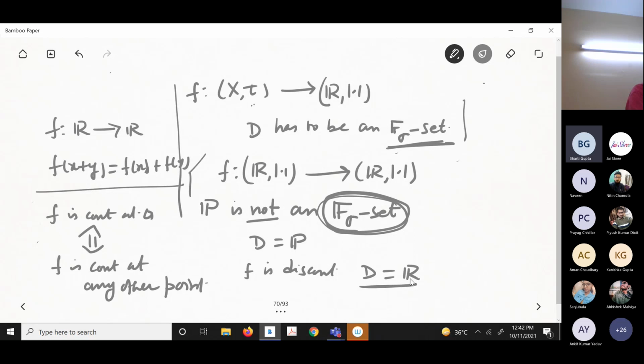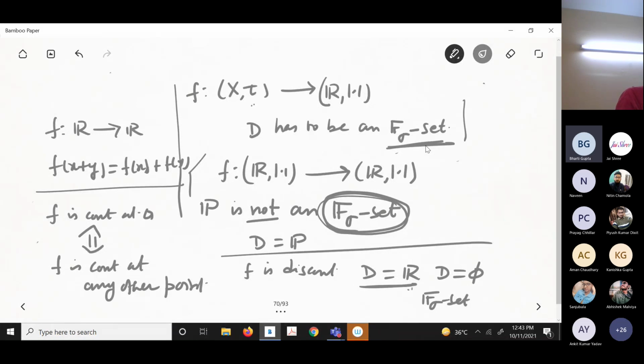Understood? Either D has to be R or D has to be empty. No other choice for this function. This is possible, but still look here. In any topological space X, the whole space and the empty set are closed sets, so they are F sigma sets. So it is consistent with the theorem.